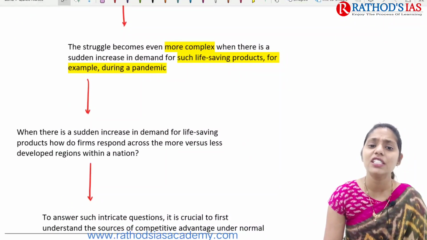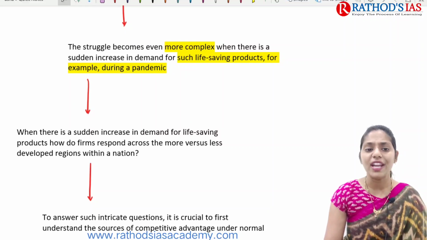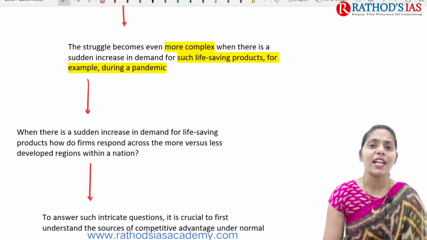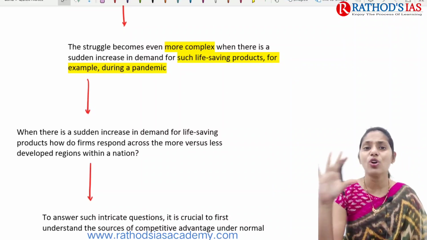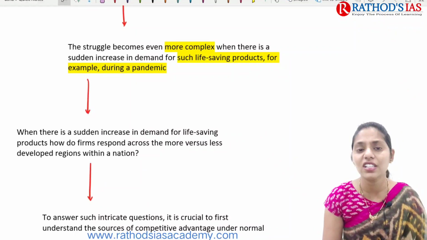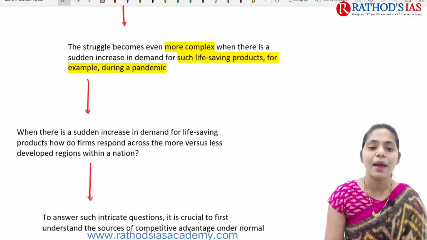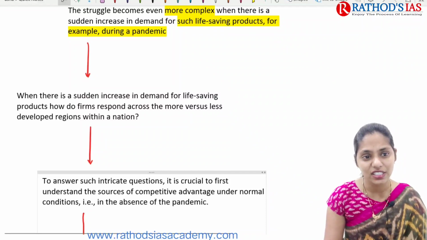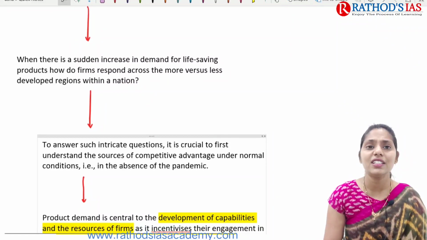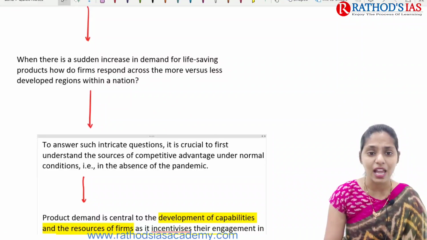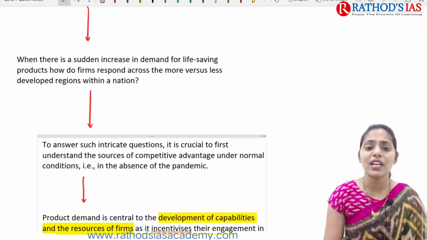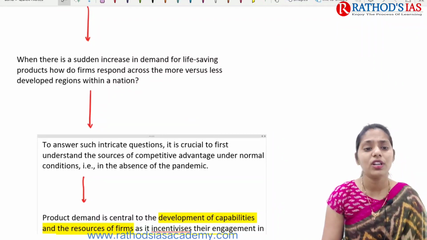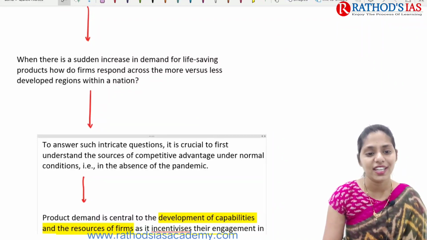And this struggle becomes even more complex when there is a sudden increase in demand for such life-saving products. Whenever there is an increase in demand from almost all the countries in the world for vaccines to save the lives of the people, then what happens? The struggle becomes very complex with a sudden increase in demand. So when there is a sudden increase in the demand for life-saving products like vaccines, how do firms across the countries, especially from the more developed regions within a nation, react?